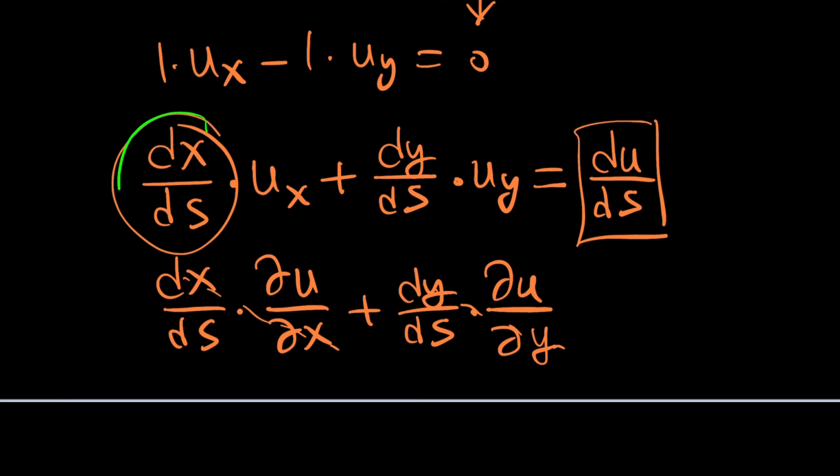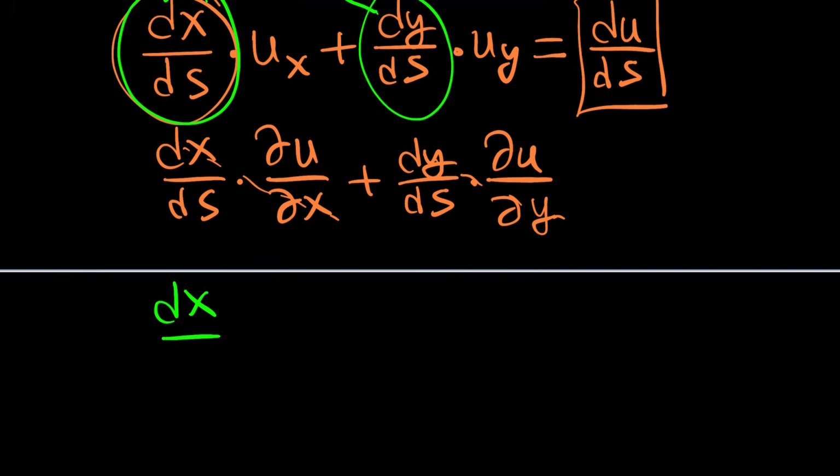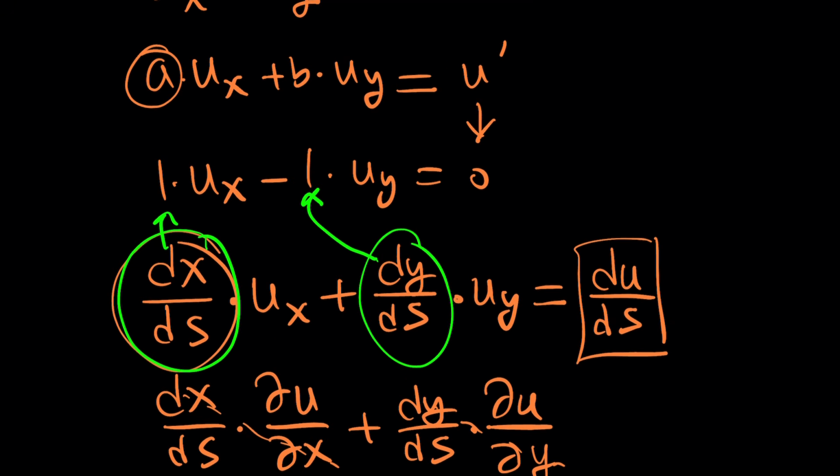So what is dx over ds? What is dy over ds? Those are going to give us our characteristic curves. In this case, dx over ds happens to be 1. Okay, let me write that down. And dy over ds happens to be -1 because we subtracted uy from both sides.